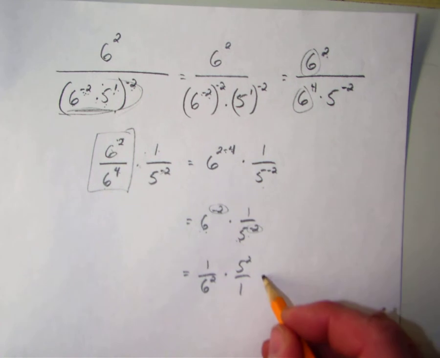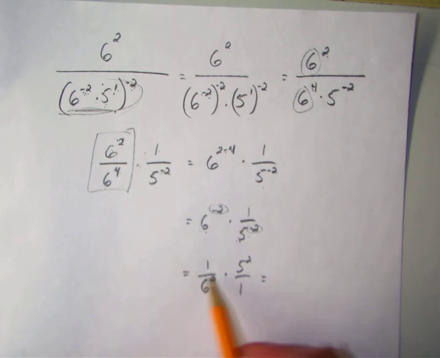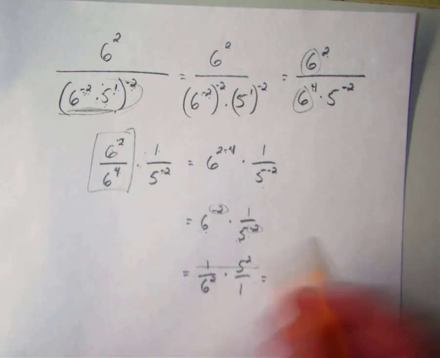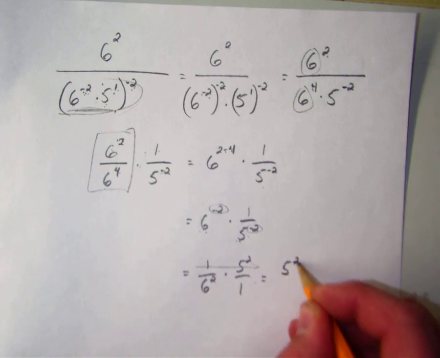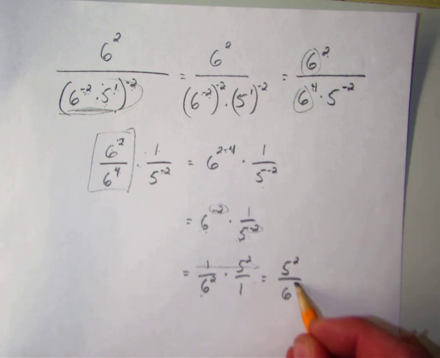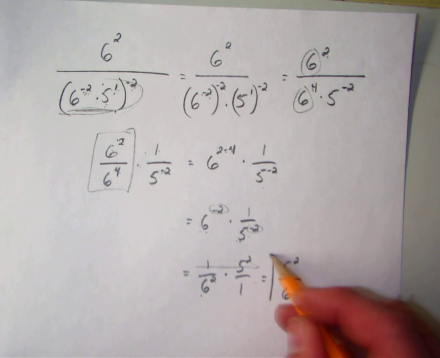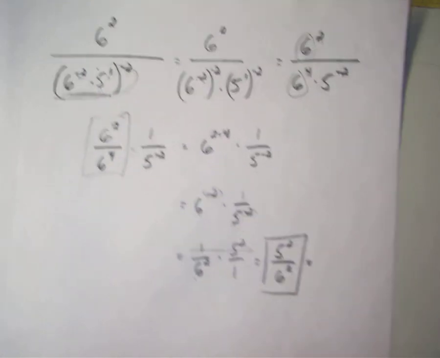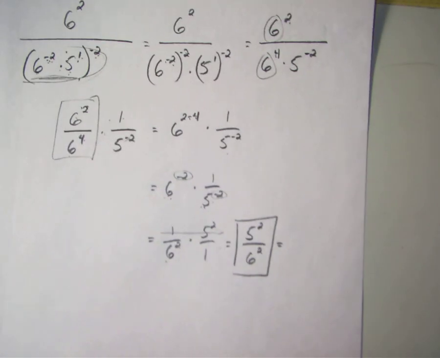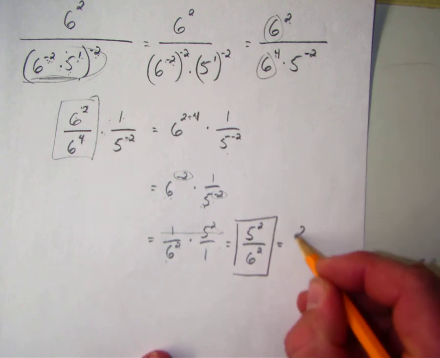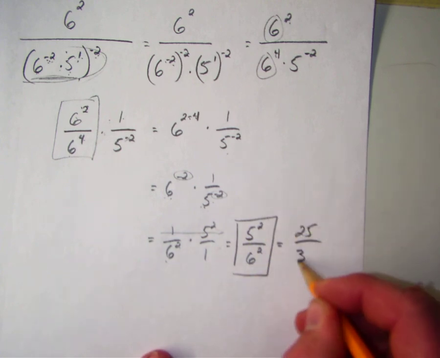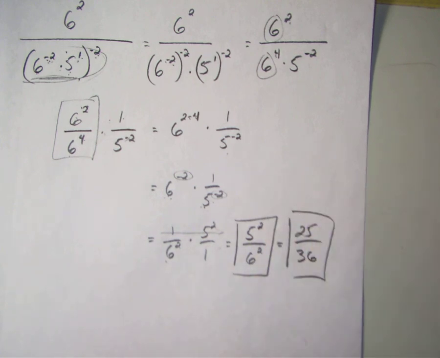And then we can just rewrite it. Remember, when we're multiplying fractions, we can multiply across. So 1 times 5 squared is 5 squared, and you get 6 squared on the bottom. You can leave it like this, but in this case, we can actually evaluate this without a calculator easily, because 5 squared is 25, 6 squared is 36.